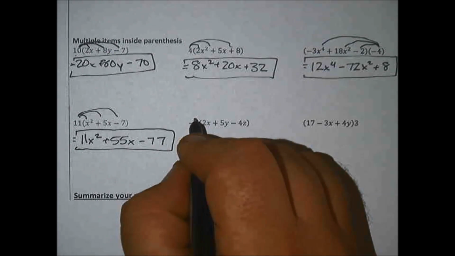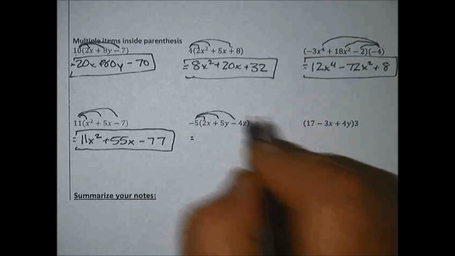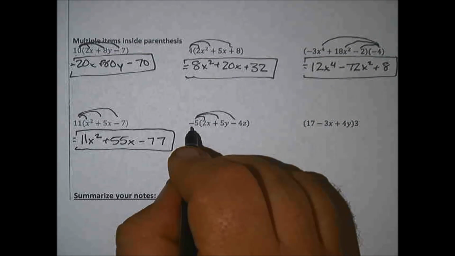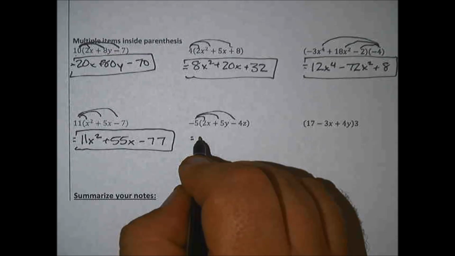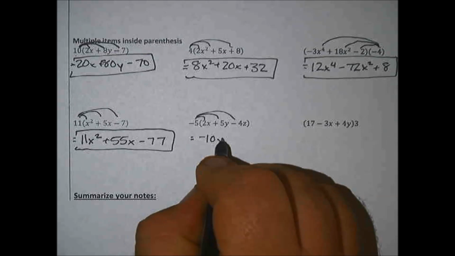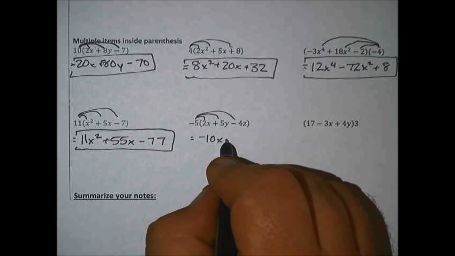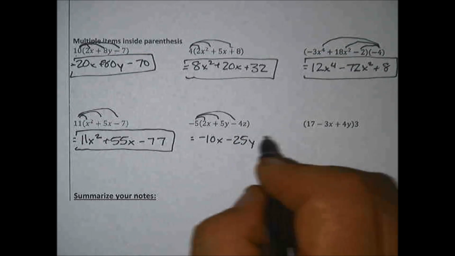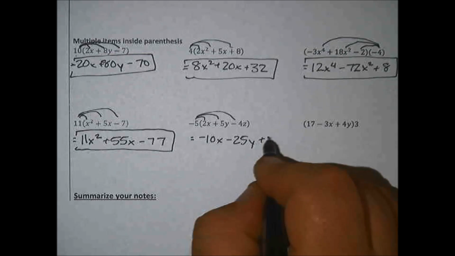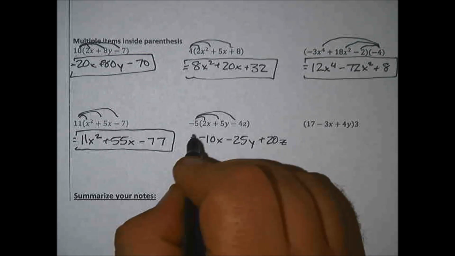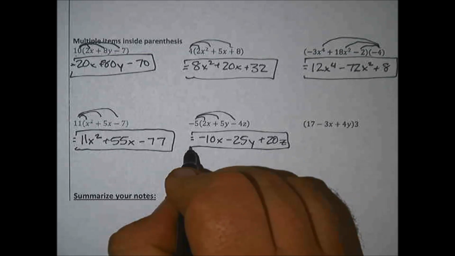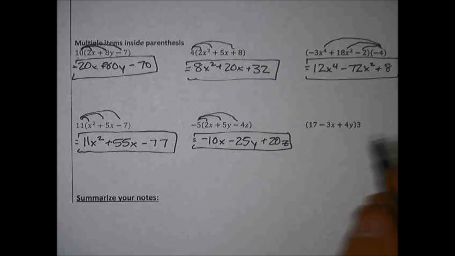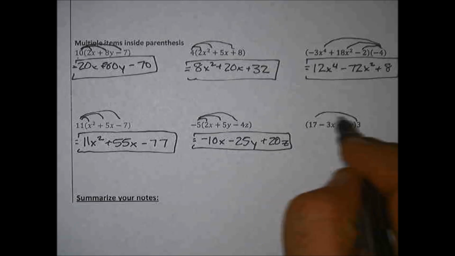All right, I have a negative that I'm distributing, going 3 times. Negative 5 times 2, that's negative 10. Negative 5 times 5, negative 25. Negative 5 times negative 4 is plus 20z. Okay, notice I'm not overthinking the variables. Wherever they're at, they just get tacked on there.